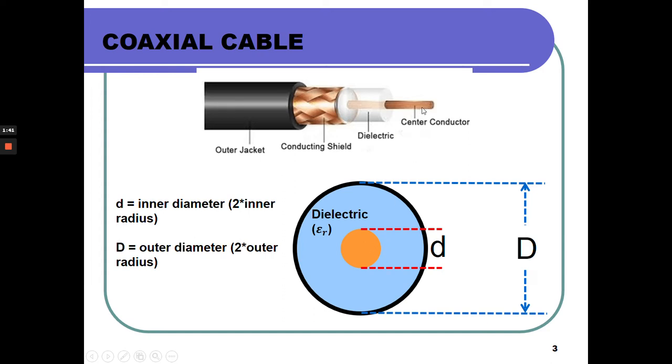So this indicates actually the center conductor. This portion is the dielectric, and then this is the outer one with this shielding. However, this shielding, you know already, this is negative and this is positive. So this is a live wire and this is a ground, we can also say.